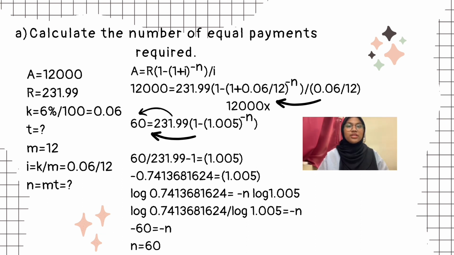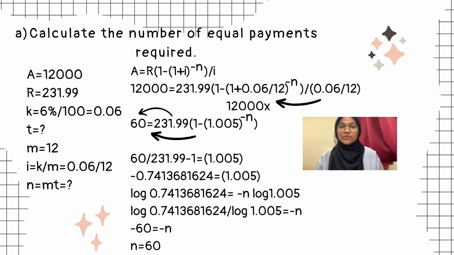So the first question is calculate the number of equal payments required. For this question, you need to use this formula: A equals R bracket 1 minus bracket 1 plus i negative power n over i. So 12,000 equals 231.99 bracket 1 minus bracket 1 plus 0.06 over 12 negative power n over bracket 0.06 over 12.